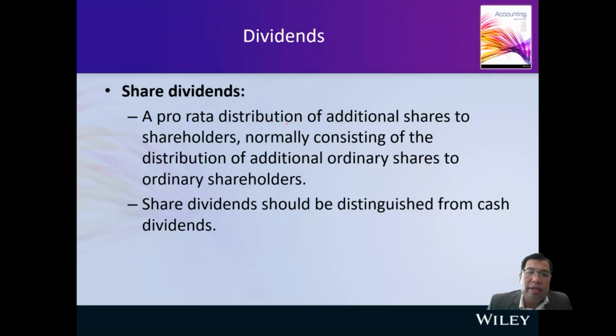Next is share dividends, a pro rata distribution of additional shares to the shareholders, normally consisting of additional ordinary shares to ordinary shareholders. The share dividend should be distinguished from cash dividend. This is another way of doing it by pro rata distribution of additional shares, but it's not so popular. After you give dividend to your preference shares and ordinary shares, and you have extra cash, extra profit, you can distribute it on a pro rata basis if you want.